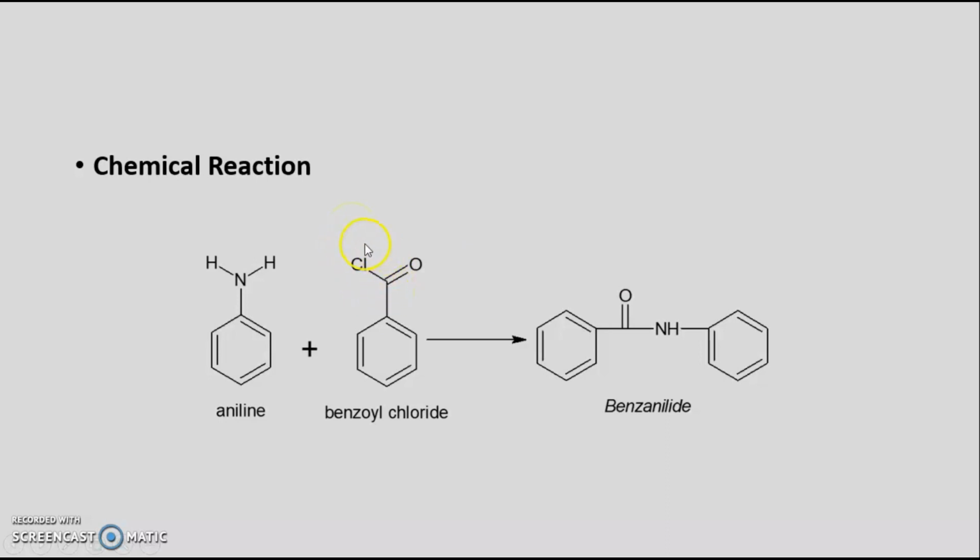There is a difference between benzyl and benzoyl chloride. Benzoyl consists of C6H5CO, while benzyl consists of C6H5CH2. In this case, aniline when reacted with benzoyl chloride leads to the formation of benzanilide. So this is the common chemical reaction that is involved in the synthesis of benzanilide.